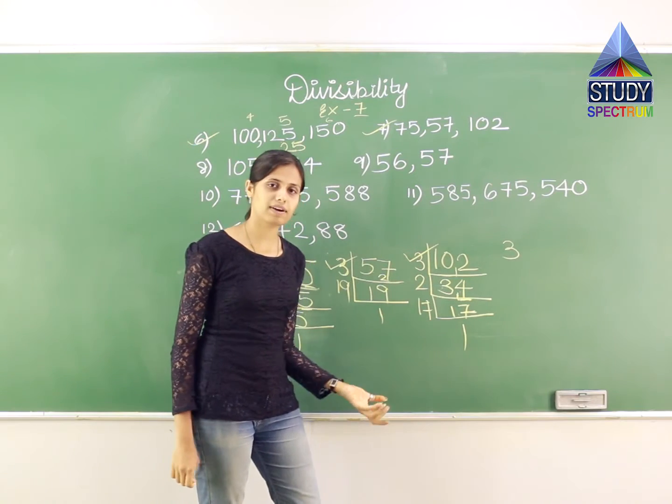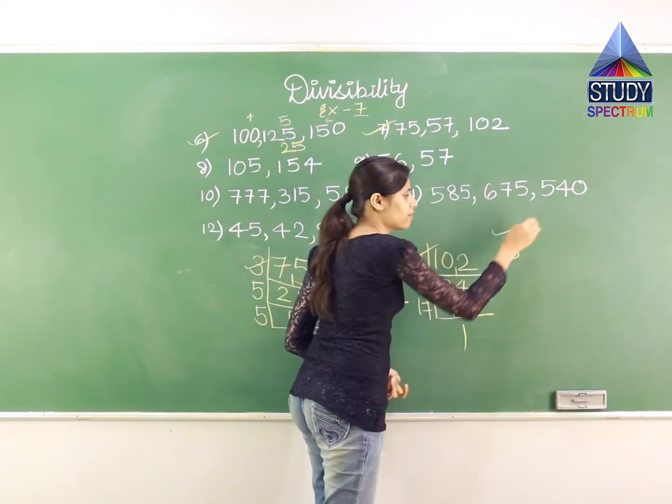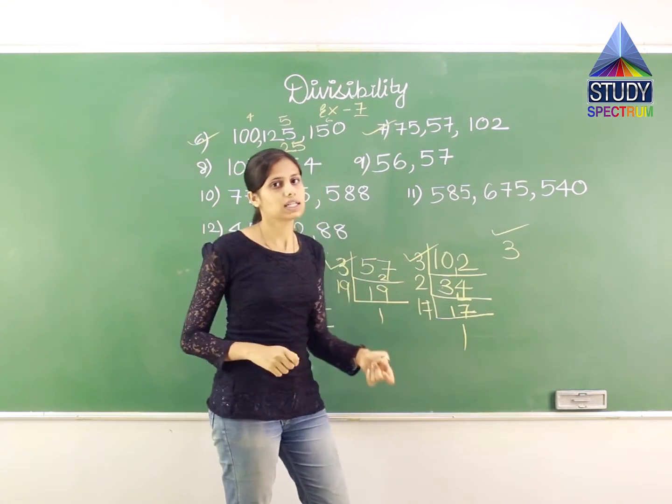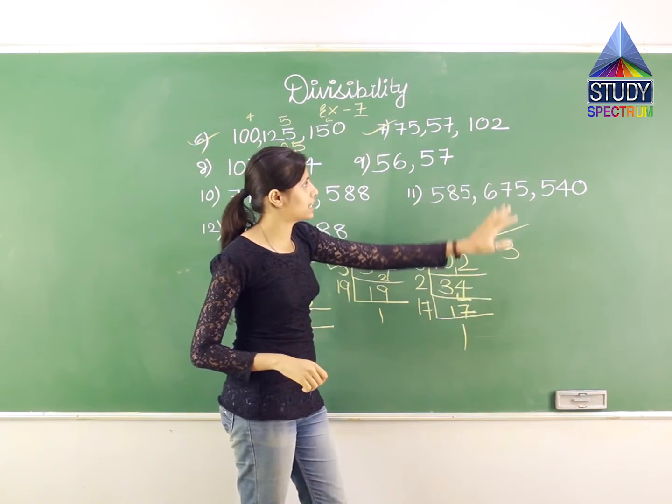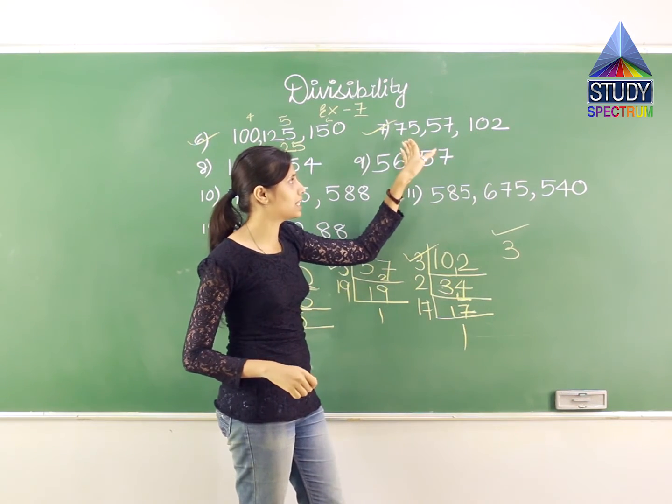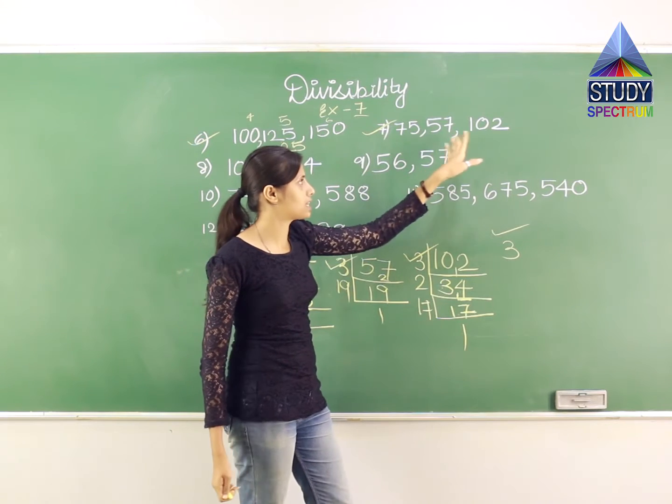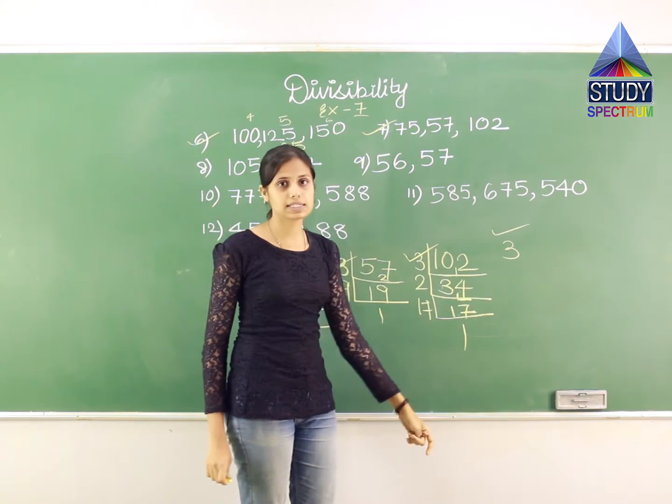So the question of greatest common divisor does not even arise. If I have only one factor, it itself will be the greatest number, right? So the greatest common divisor, that is GCD, for 75, 57 and 102 is 3.